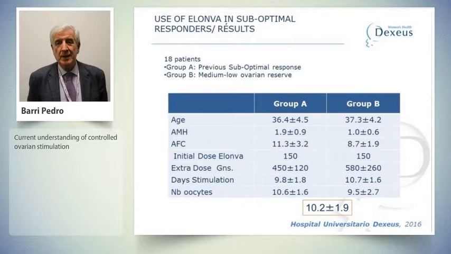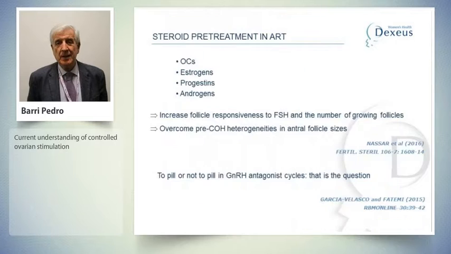And here we compare two groups of patients being treated with Elonva. Group A were patients with a previous suboptimal response, and Group B were patients in whom we were aware of a probable poor response because of their low ovarian reserve. And as you can see here, by using this combination of depot gonadotropin preparation, Elonva, plus daily doses of gonadotropins and antagonists, on average, we obtain 10 oocytes. So we succeed in putting these patients in the category of optimal responders.